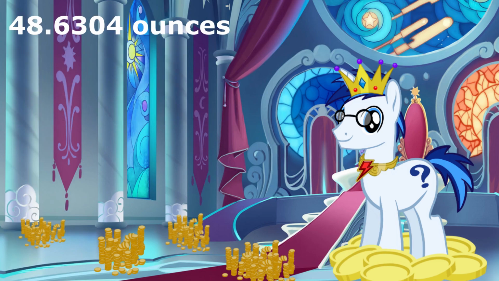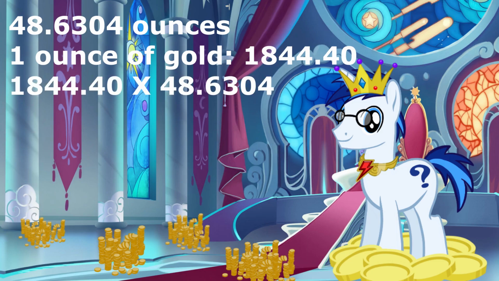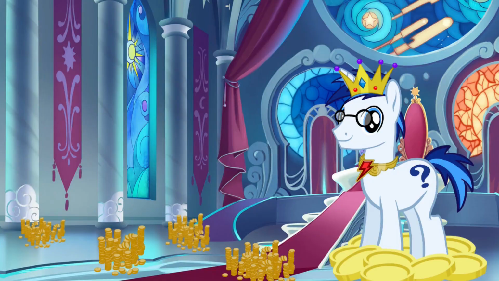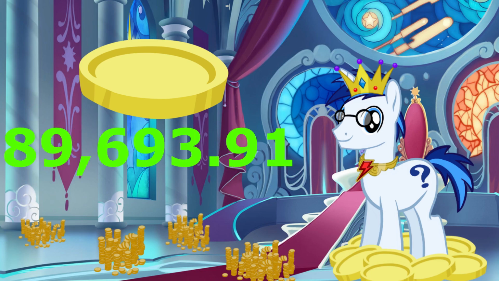Okay, we're in the home stretch. Now it's time to convert ounces of gold to US dollars. As I said earlier, 1 singular ounce of gold is worth around 1,844 US dollars. So we multiply that by 48.6034 ounces, and you get the price. So finally, after like a week or so of researching and doing math, I'm proud to say that 1 singular bit is worth around 89,693.91 US dollars. Okay, yeah, I will definitely not be buying that anytime soon.